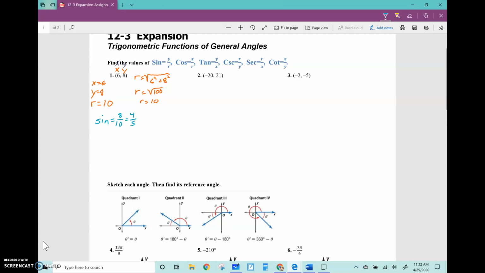All right. Likewise, I'll do the last one, cotangent. Cotangent's x over y, so we just need 6 over 8. And that's going to simplify to 3 over 4. Okay, so you'll continue to do that with the rest of the values for sine, cosine, tangent, cosecant, secant, and cotangent.